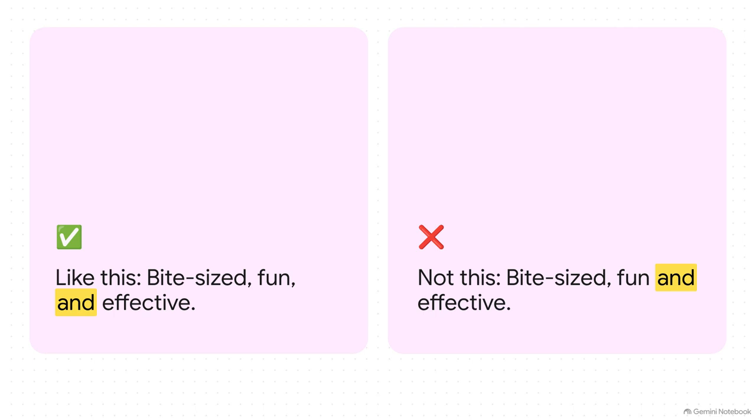Duolingo also takes a hard stance on the highly debated Oxford comma. They strictly mandate it. Writing bite-sized, fun, and effective with that final crucial comma is required because punctuation marks act as tiny visual dividers. They help break complex information down into clear, highly readable chunks for the learner. It's all about making the text as easy for the brain to digest as humanly possible, removing absolutely any ambiguity.